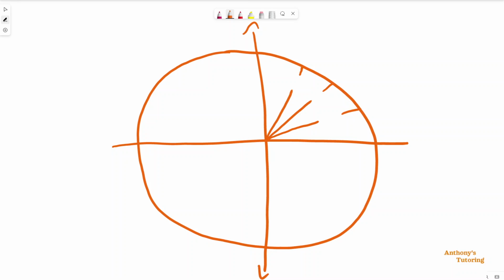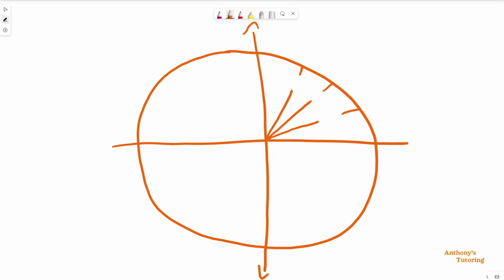Alright, so this is what I think is the easiest way to memorize the entire unit circle. So, here's the thing. You have to do some memorization, but not nearly as much as memorizing every single point on the circle, right? So, you are going to have to memorize the first quadrant. So, I'm just going to draw that out.